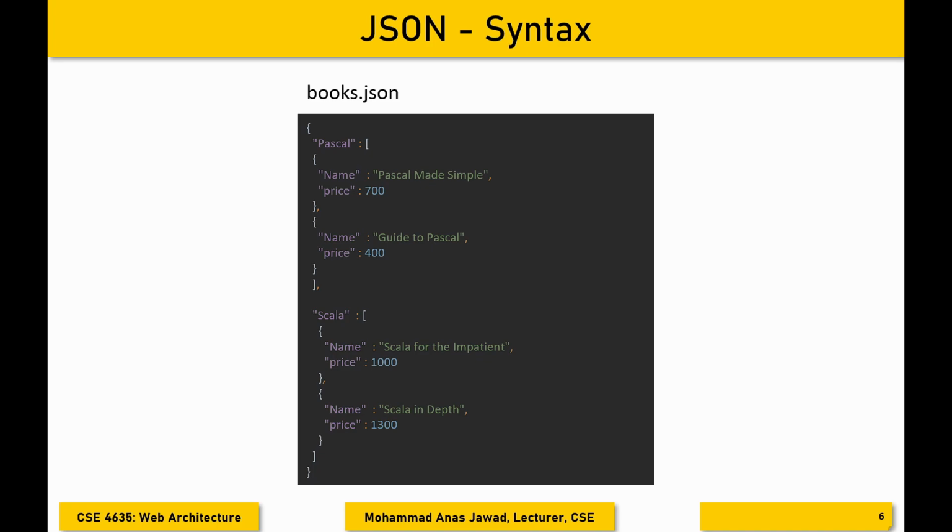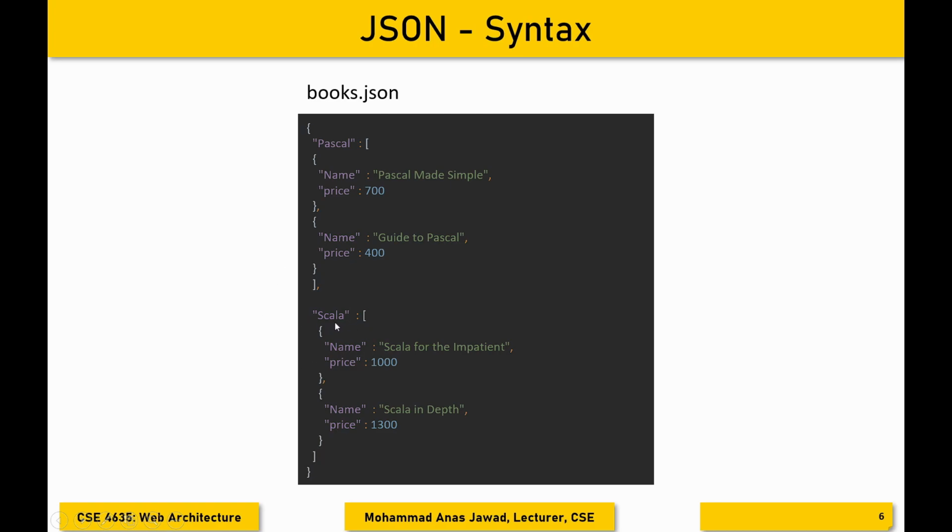Something similar to what you have seen when you have created objects in JavaScript. Since we have already seen in the previous slide that JSON supports arrays, objects, and other kinds of data types, in this case we can see that this specific JSON file is holding two arrays. One of the arrays is Pascal, and the other array is Scala. The Pascal array holds two objects. One of the objects has the name Pascal Made Simple and price 700, and the other object has the name Guide to Pascal and price 400.